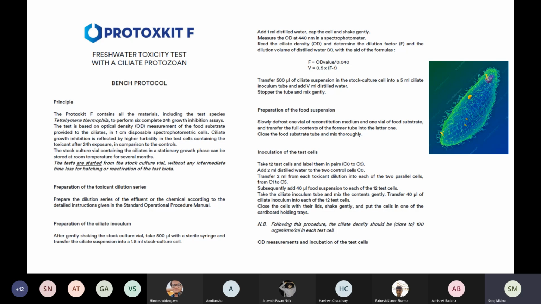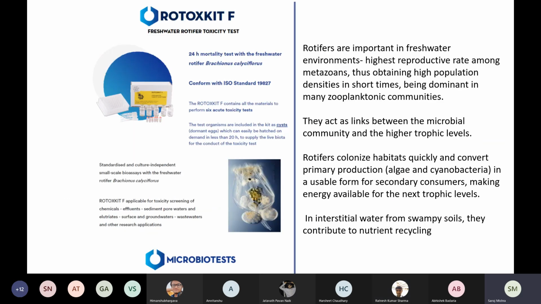So that is how, for example, these tests are carried out. And then you have what is called the Rotoxkit. This is another important primary consumer, like you see here.